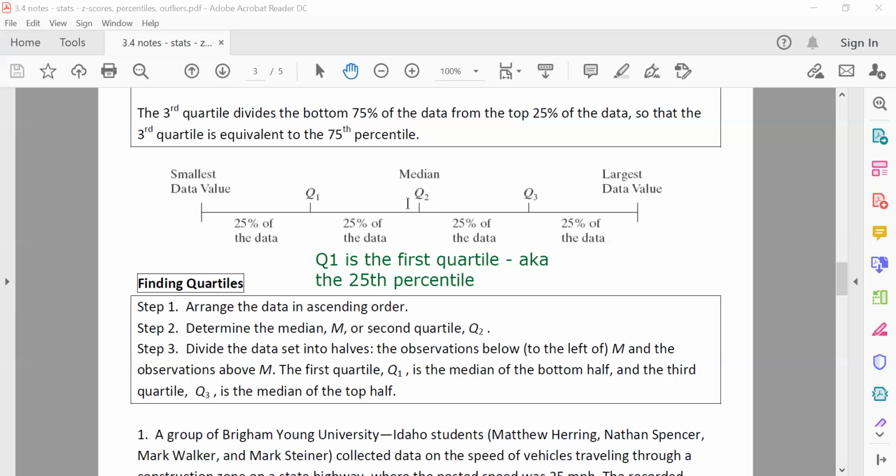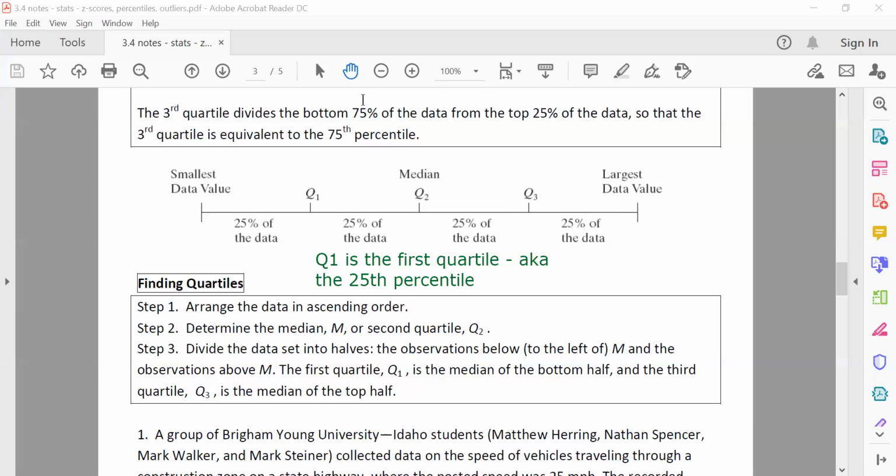Q3 is the third quartile. 75% of the data falls below it. Don't believe me? Well, there's these pieces, 25 plus 25 plus 25. 75% of the data falls below Q3 and 25% falls above it. So Jennifer's score up there was almost at the third quartile. She's just a hair underneath the third quartile.